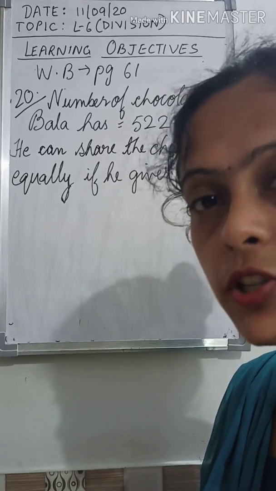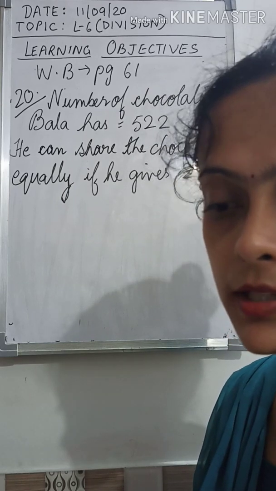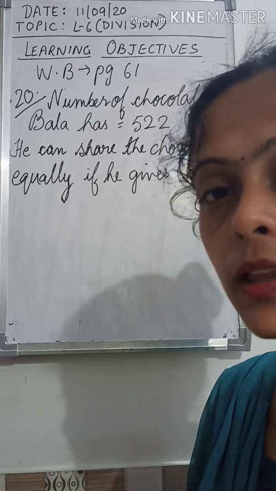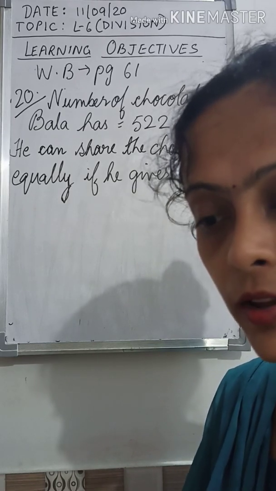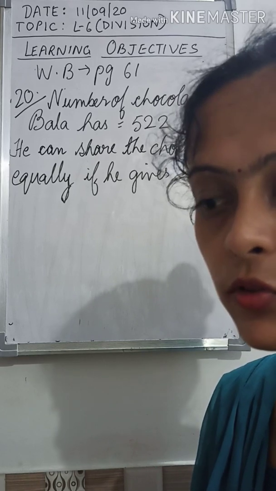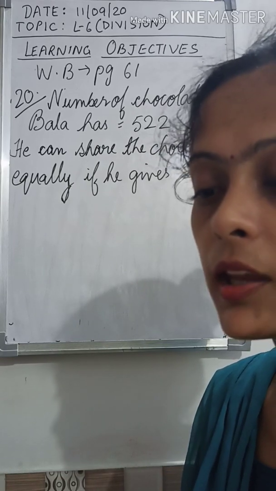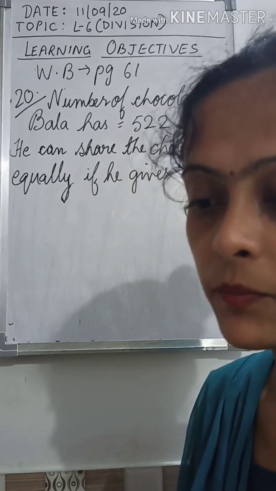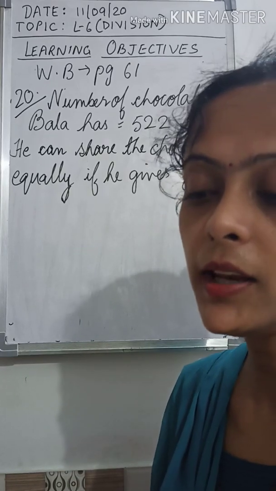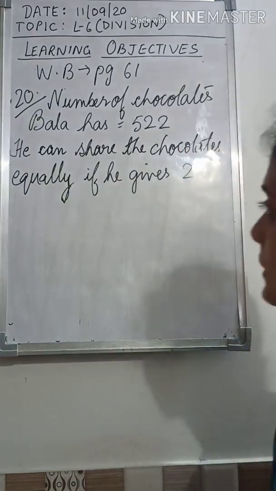So what do we have to check? We have to check the last 2 digits. So the last 2 digits are 22. So he cannot share it. To check the test for 5 or 10, the last digit should be 0 or 5 for 5. There is no 0, no 5, so it's not divisible by 5. So he cannot share 5 to each friend. Again, there is no 0, so he cannot share 10 to each friend. So that means he can only share it equally if he gives 2 or 3 chocolates to each of his friends.